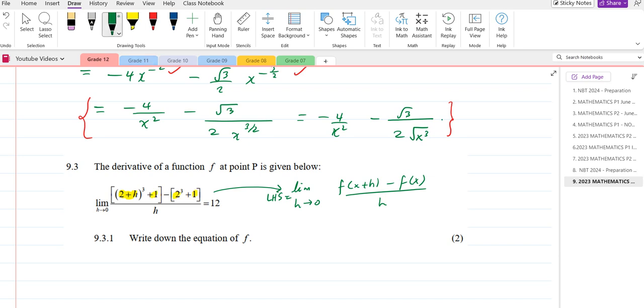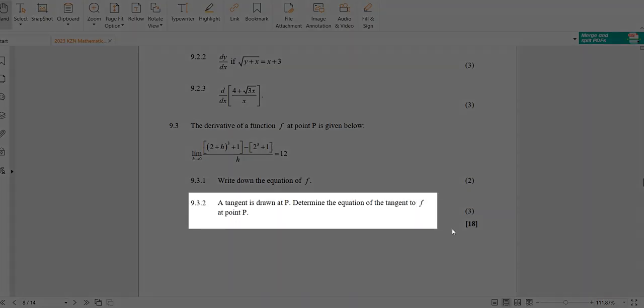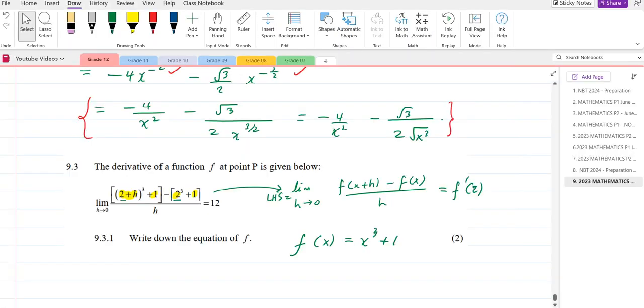So basically what we're doing is finding f prime 2, because the x value is 2 there. See, 2 plus h, 2 cubed. So write down the function: f of x is equal to x cubed plus 1. Try substituting (x plus h) all cubed plus 1 minus (x cubed plus 1), but the value of x is 2. Write down the function f of x is equal to x cubed plus 1. That's my function. They only ask for the function. Next problem.